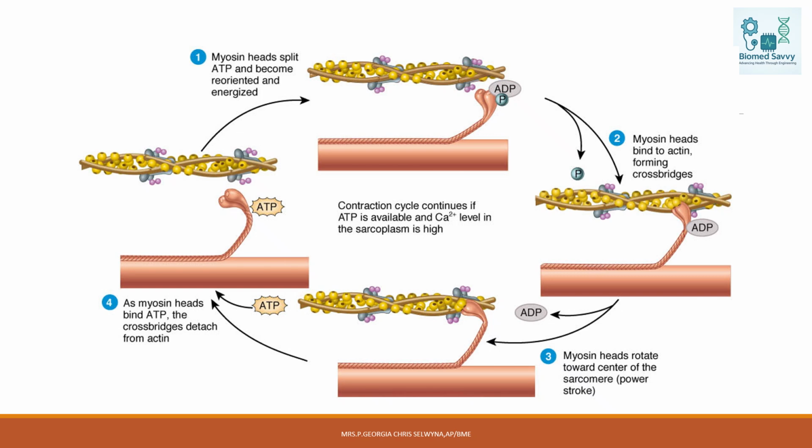Muscle relaxation occurs when the nerve stimulation ceases. Calcium ions are actively pumped back into the sarcoplasmic reticulum, allowing tropomyosin to block the myosin binding sites on the actin once again, thereby terminating contraction.